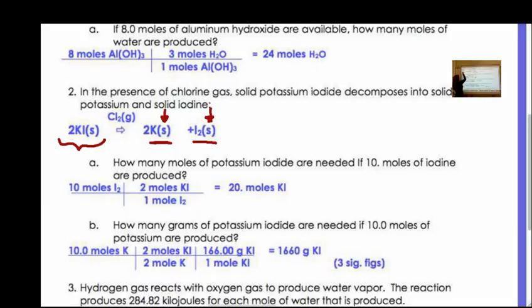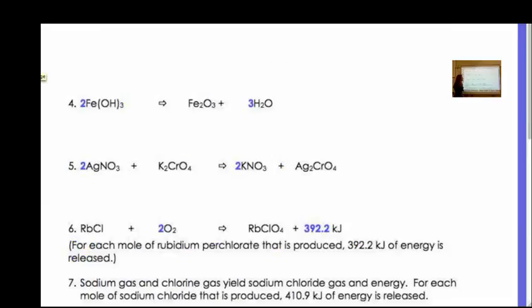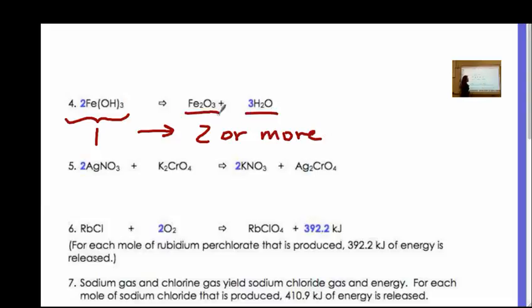Another example, same worksheet, worksheet 3, number 4. Here I have iron hydroxide. This is a decomposition reaction because I have one reactant and it's breaking down into 2 or more products.